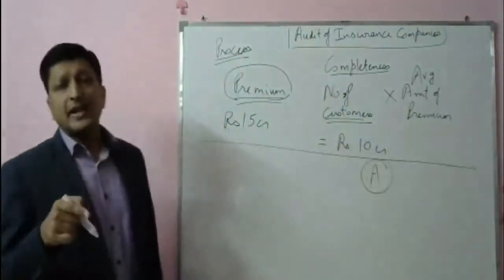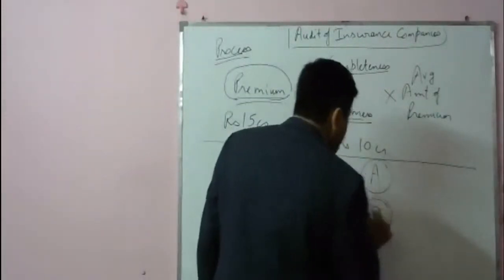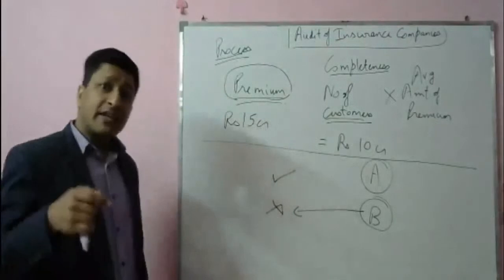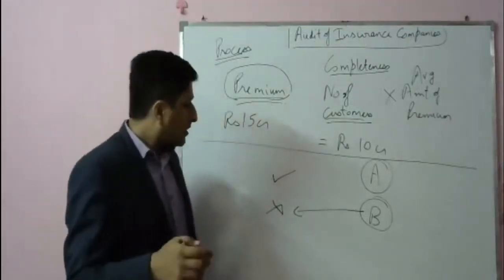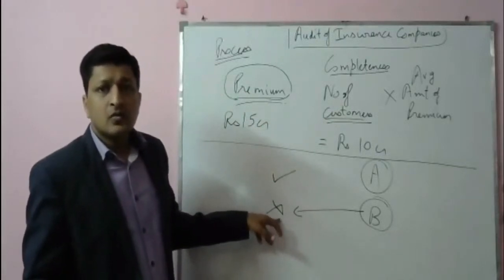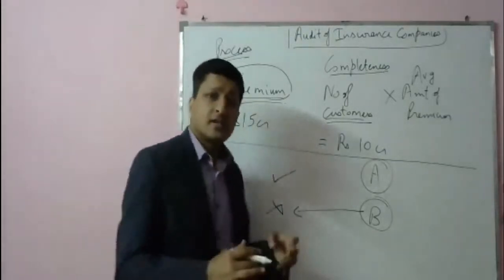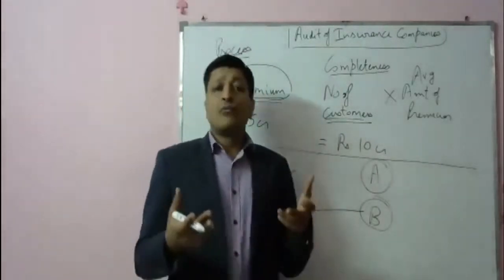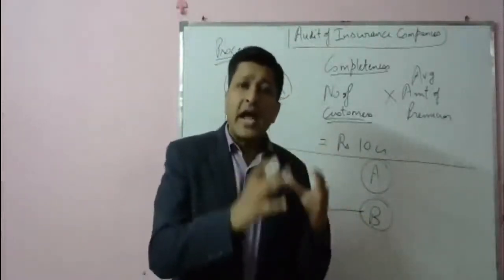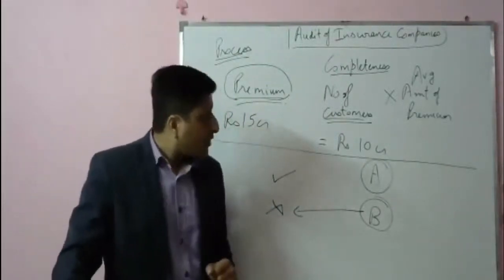Premium has been collected from A, but the company has recorded that premium as a receipt from B. A paid the premium, but when it came to the company's records, it's reflecting in the records of B. So two records have gone wrong. This is one risk which can definitely be avoided by having a strong control environment and strong internal IT systems in place. And this is a must.